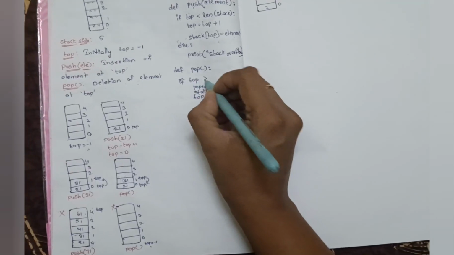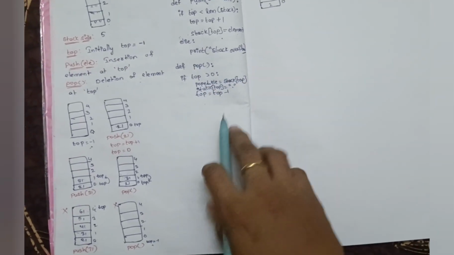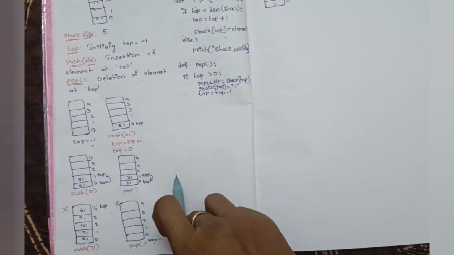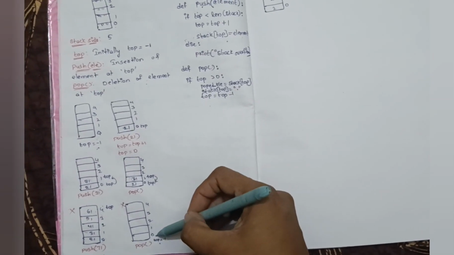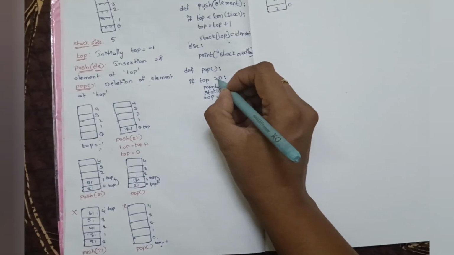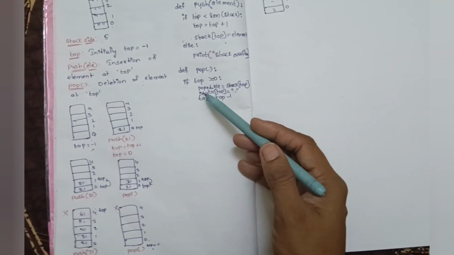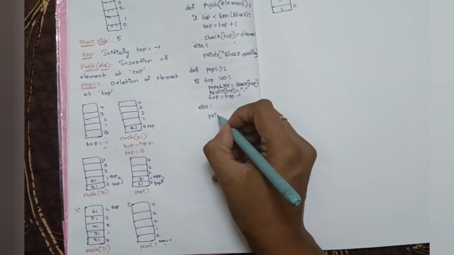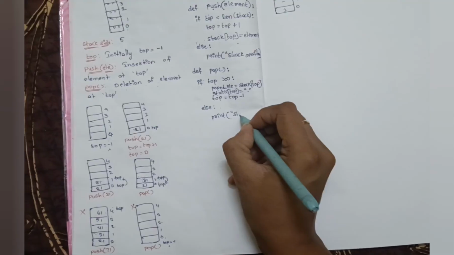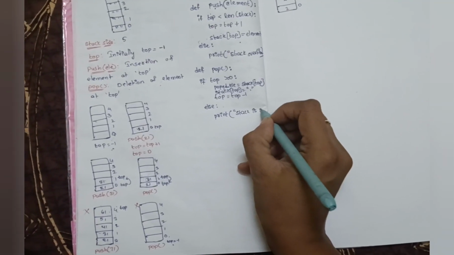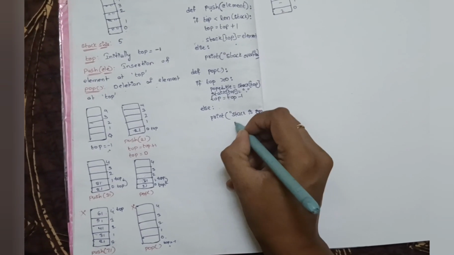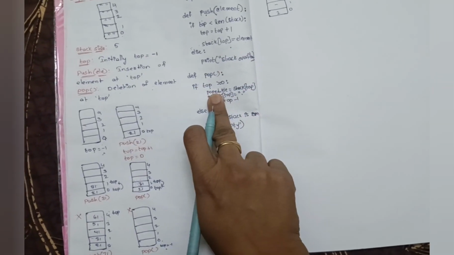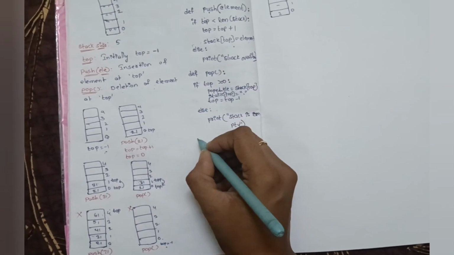Then when can we perform the pop operation? If top is greater than or equal to 0, only then can we perform it. If top is at the 0th position, we can still do the pop operation. Otherwise we cannot do the pop operation, and we just print that the stack is empty. Then after the pop operation, I would like to return this popped element to the main program. How do we return it?